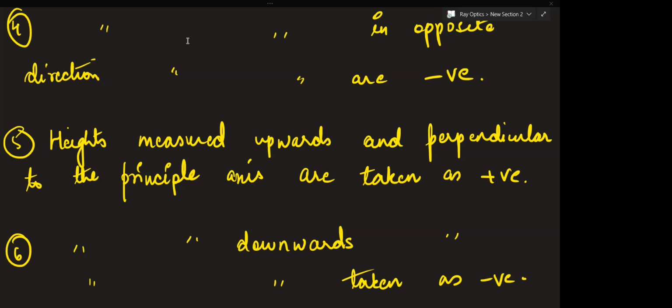I hope you have written. If you have written, let's take a break of 10 minutes. Then after exactly 10 minutes, we'll start with the formation of images by the concave mirror. Meanwhile, if you have any doubts, you can ask me. I'm here.